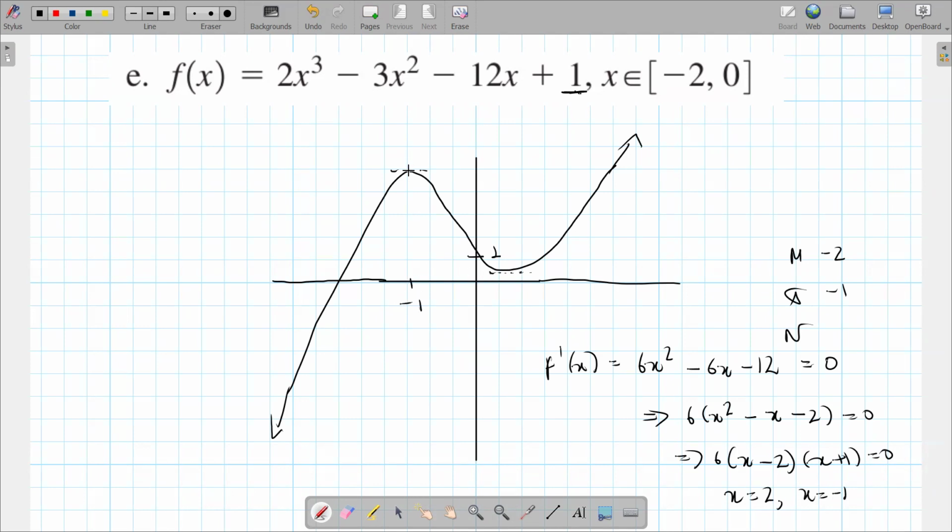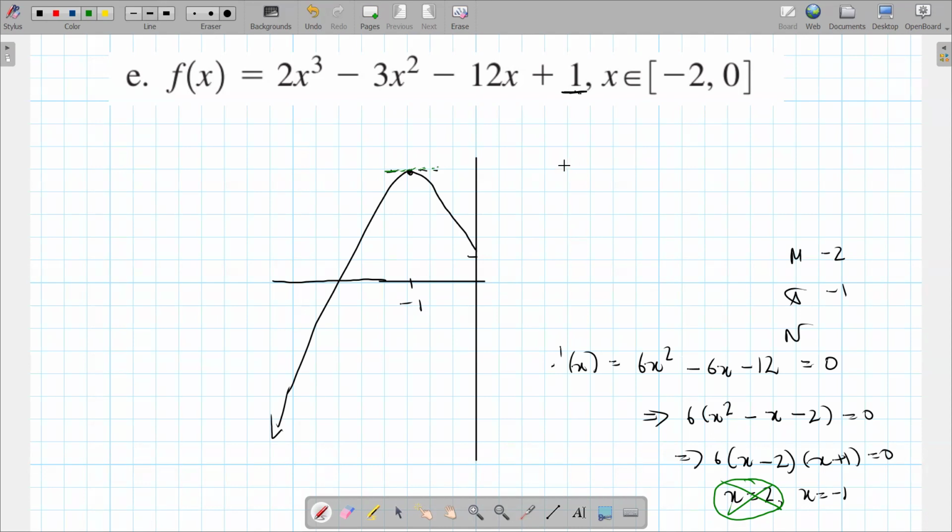So right here we have this turning point. Now, this is not part of our domain. Actually it is, sorry. -2 to 0. This is not part of our domain. 2 is more than 0, so we don't care about this. We don't really care about what happens after this point. We don't care about the other turning point. We only care about this turning point.